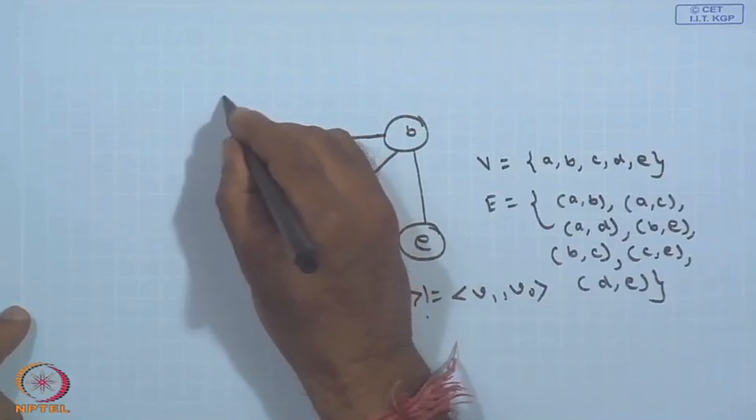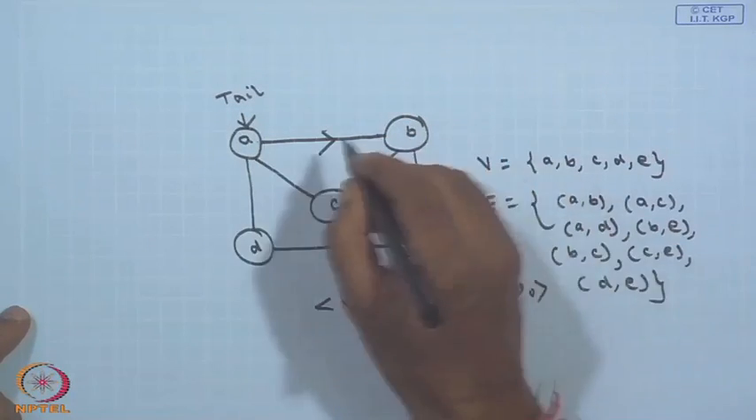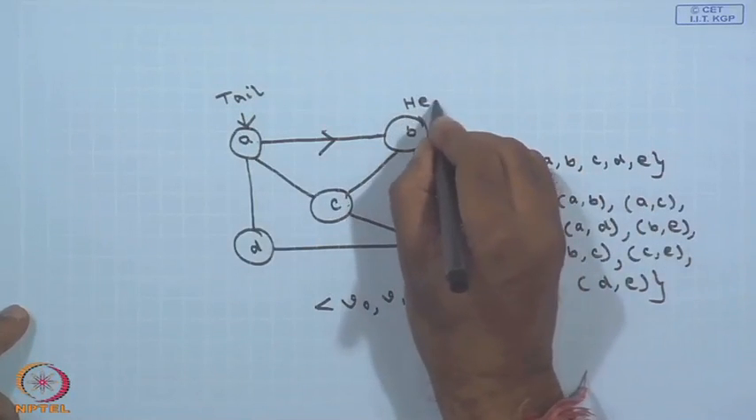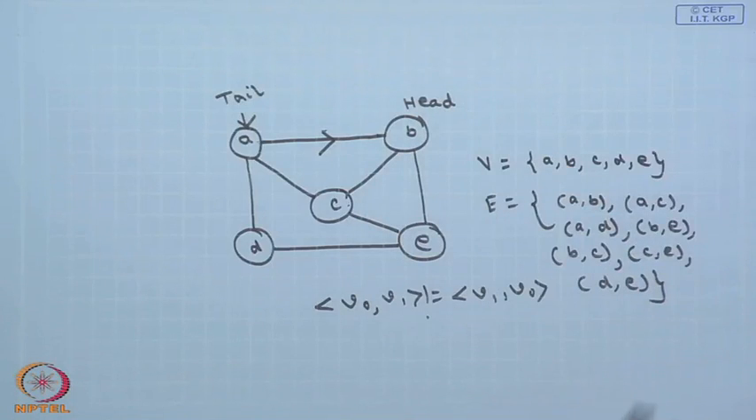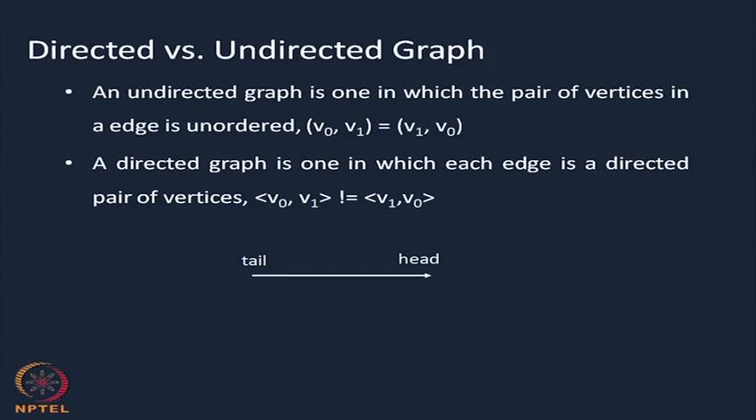So, basically this I have told earlier also, this is the tail and this will be the head. So, this is your directed and undirected graph.